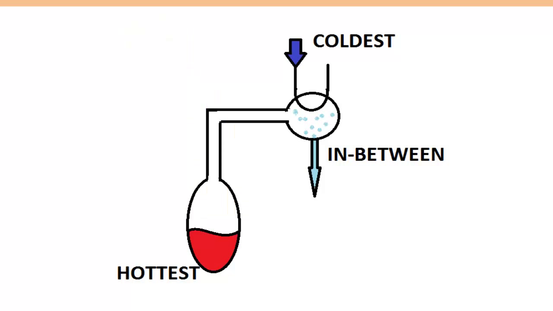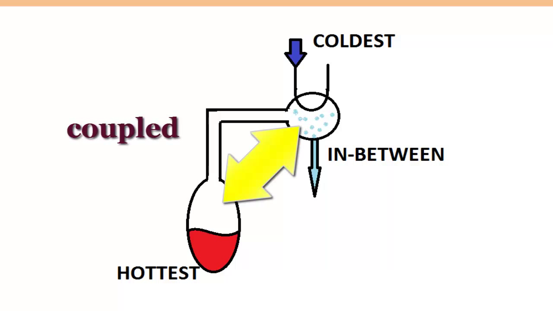The problem can be traced to two basic causes. First, condensers are coupled to evaporators. They operate at the same pressure, and so their temperatures cannot be controlled independently.